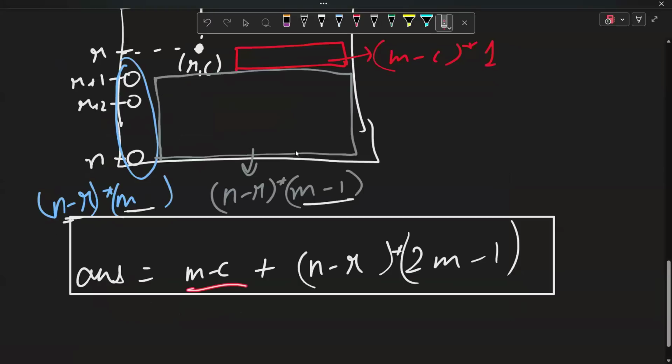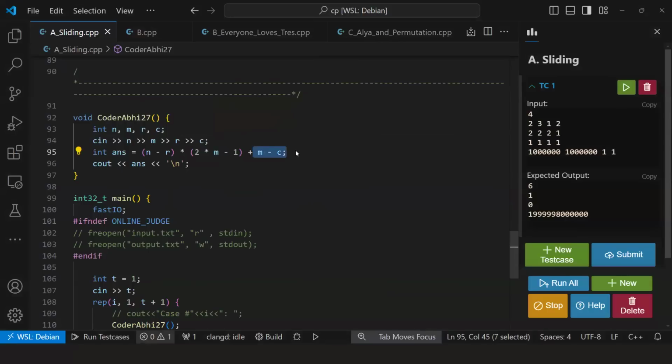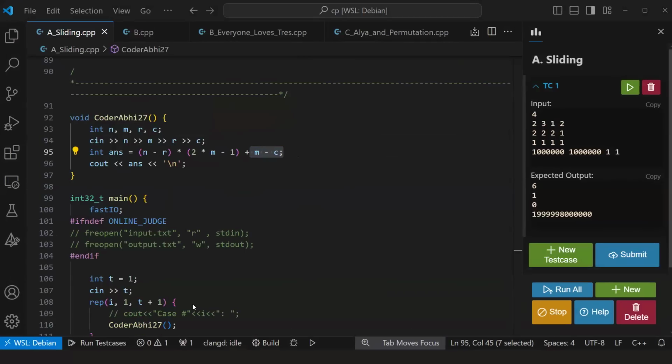Do you have any doubt? Wait, wait. Do you have any doubt? If anybody has any doubt, you can ask.